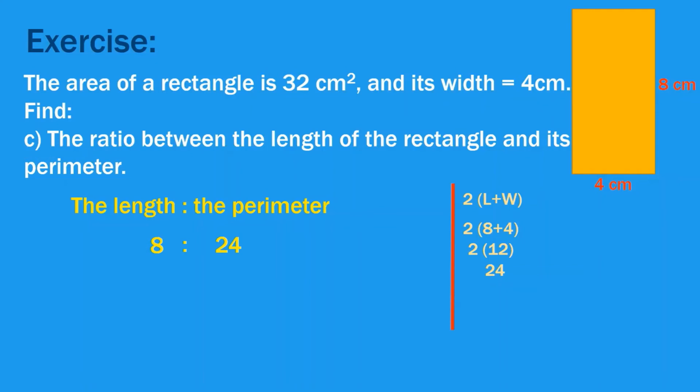So we have 8 to 24, 8 the length and the perimeter 24. So the ratio 8 to 24. Is it in the simplest form? No. So let's simplify it. 8 and 24 can be divided by 8. So 8 divided by 8 equals 1 and 24 divided by 8 equals 3. So the ratio in the simplest form equals 1 to 3.